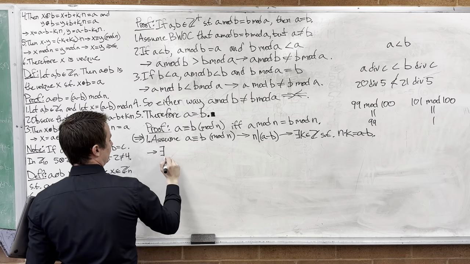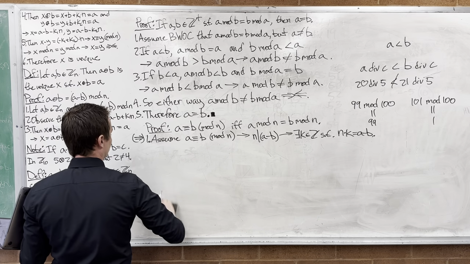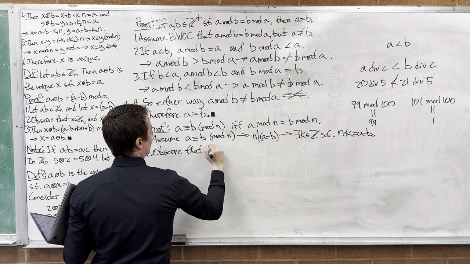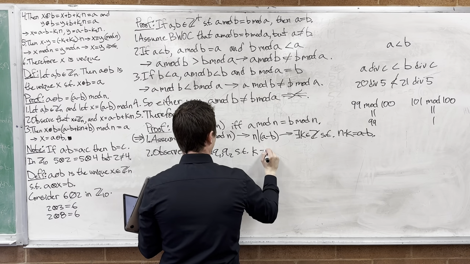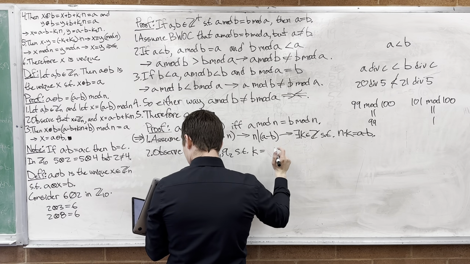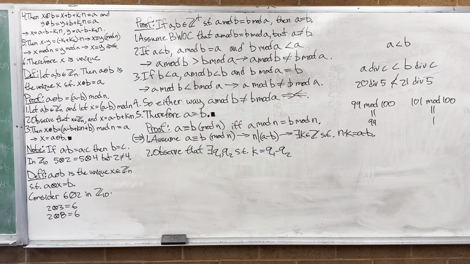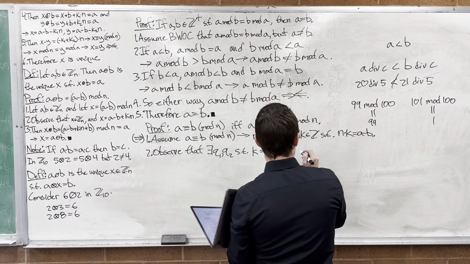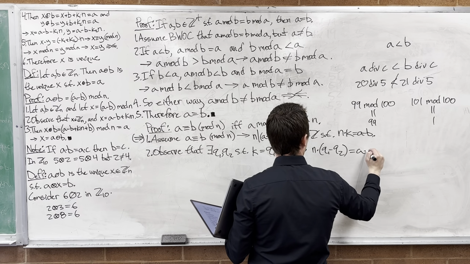Observe that there exists two integers, q1 and q2, such that k is equal to their difference, q1 minus q2. I'm just saying, look, you can express that k as a difference of two integers. I know, it seems a little out of left field, but it works for where I'm going. So then that gives me that n times (q1 minus q2) is equal to a minus b.